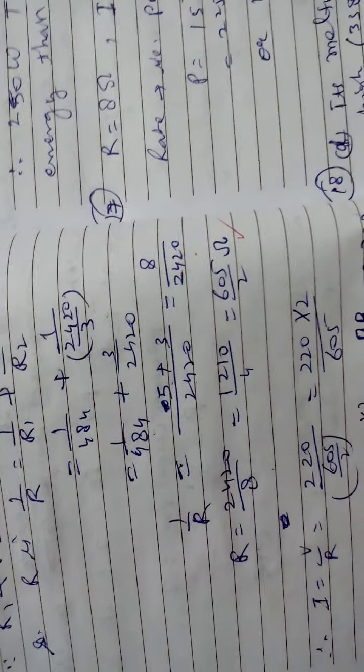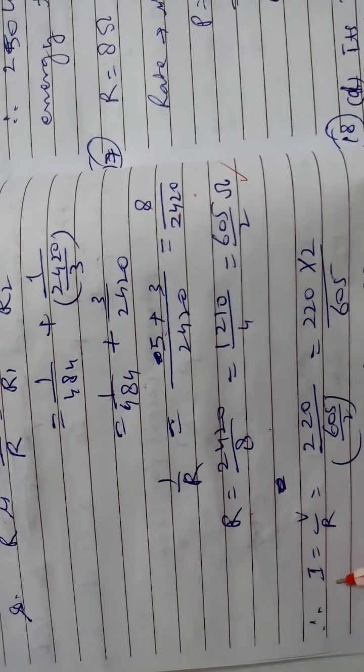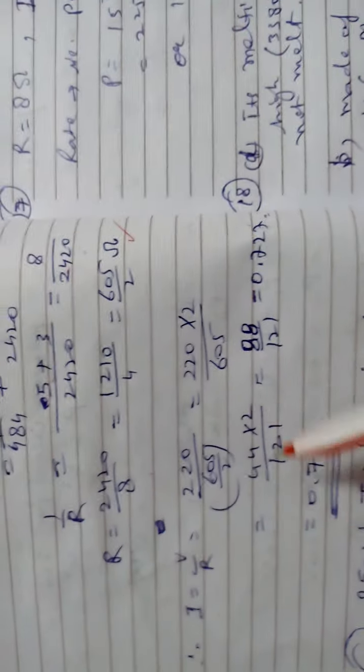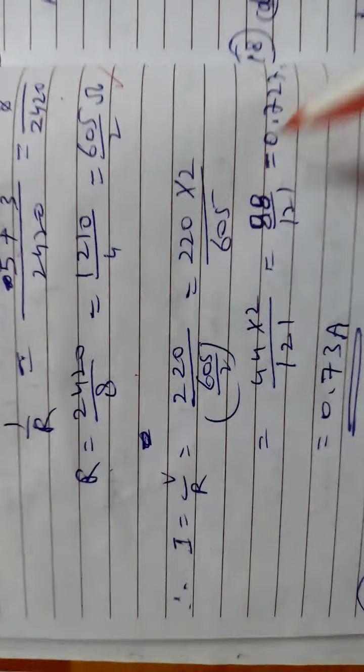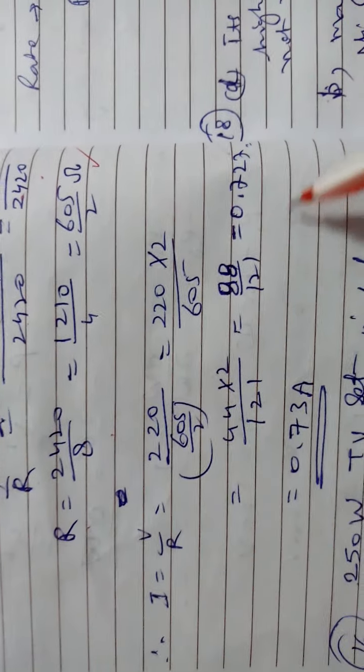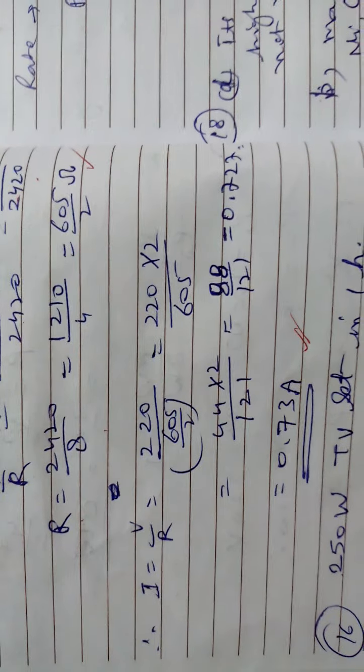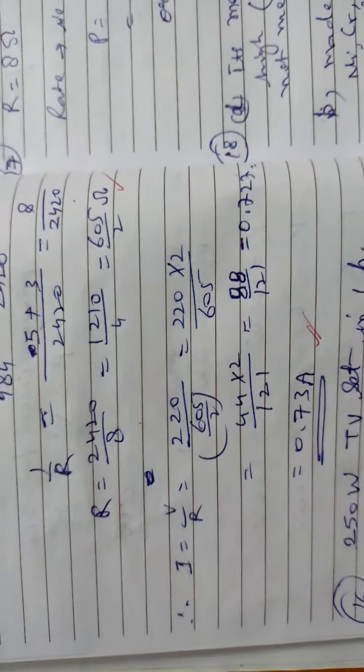After this, V is given as 220. Resultant current is V upon R, 220 upon 605 by 2. Take the reciprocal and you get the answer, 0.73 ampere. It is the current for the circuit in which the two lamps are connected.